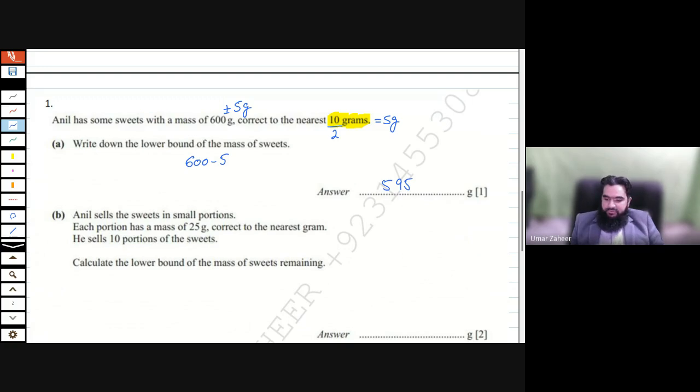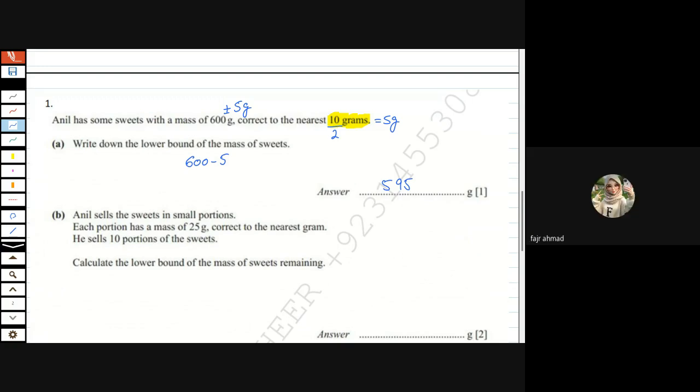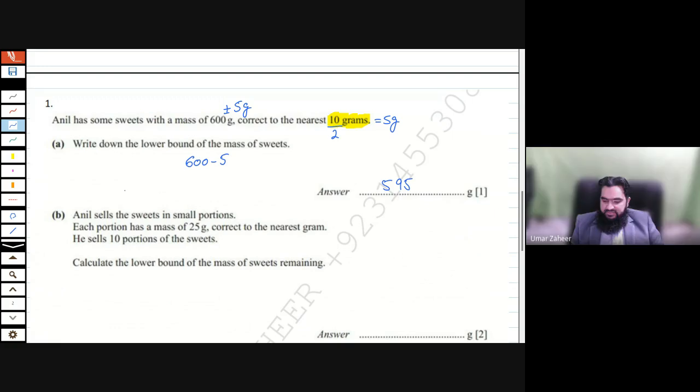Any question up to here? No, sir. And if, for example, he says that you have to find the upper bound of the sweets, the upper bound will be 600 plus 5. That will be 605 grams.